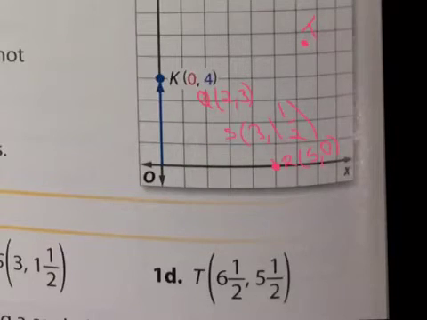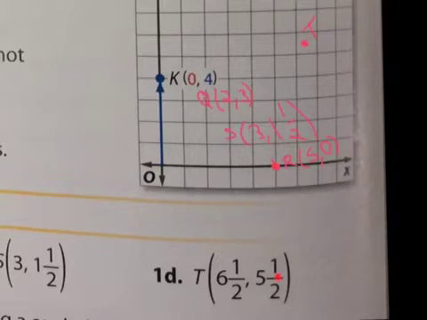Okay, S is (3, 1.5). So 1, 2, 3, and 1.5, right there at the half point between those 2 points. Half. Okay, R is (5, 0). So we move 5: 1, 2, 3, 4, 5, but 0 on the y, so we don't actually move up on y, we just stop there.